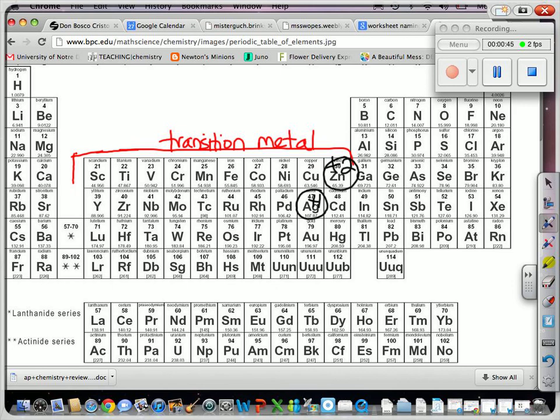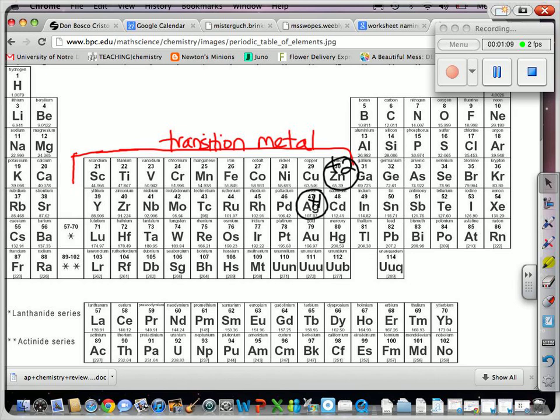But the rest of the transition metals are going to pretty much vary as far as what kind of charge they have. Because of this, when we go and name compounds that contain transition metals, we have to specify which particular transition metal we have.